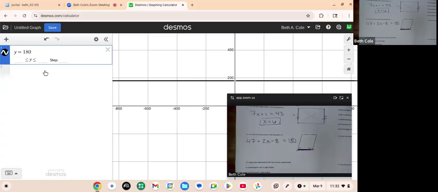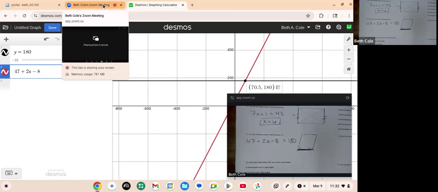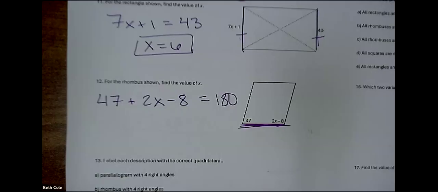All right, oops. 47 plus whatever it was, 2x minus 8. I'm going to click on the intersection. Please don't talk over me. I got 70.5. Hey, let's try to focus. It's the only thing I'm asking you to do, okay? Please make sure that you know how to use your calculator, okay?